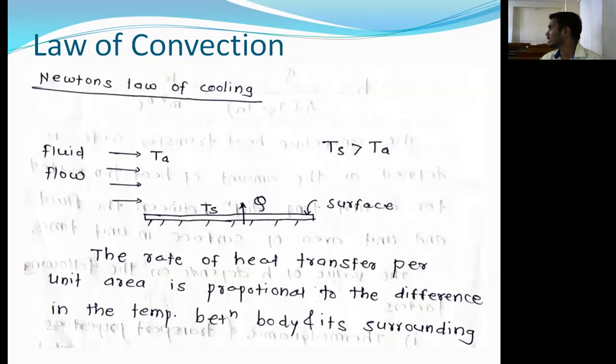ओके, कंडक्शन असेल तर K into dt by dx घ्यायचं, कन्व्हेक्शन असेल तर HA into Ts minus Ta घ्यायचं. Okay, so what is the equation of the convection? Q is equal to H into A into Ts minus Ta. So from this equation, can anyone tell me what is the thermal convection resistance? What is the formula for that? 1 upon H into A.